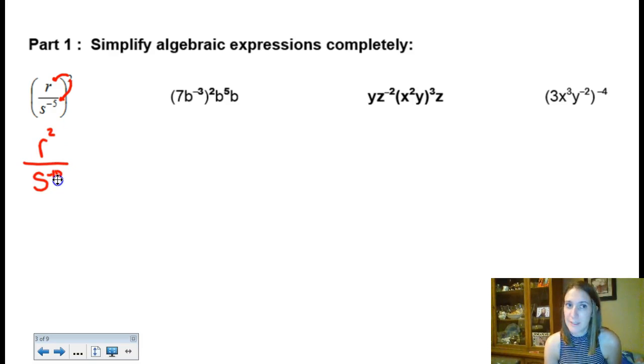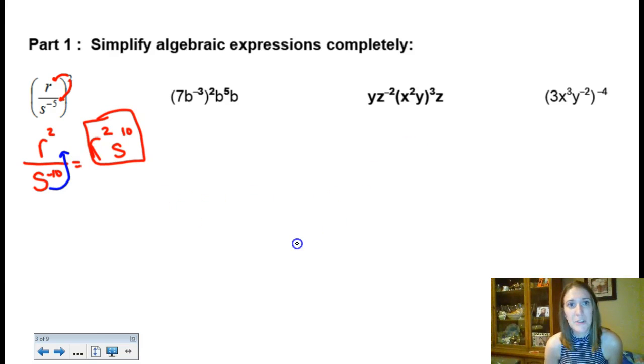Now, you can't subtract these exponents because they don't have the same base, but I do notice this negative 10 indicates that this base term is on the wrong side. So the r squared can stay where it's at, but now that s to the 10th power is going to join them up in the numerator. There's nothing left in the denominator, so you can say over 1 if you'd like, or you could just say that's your answer.